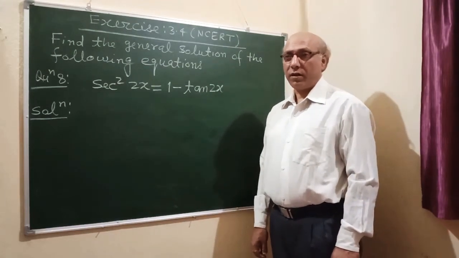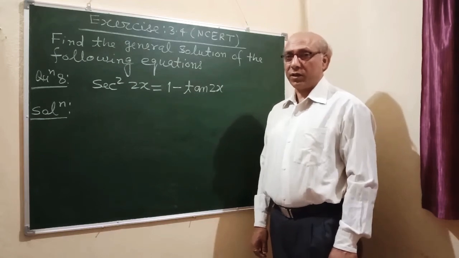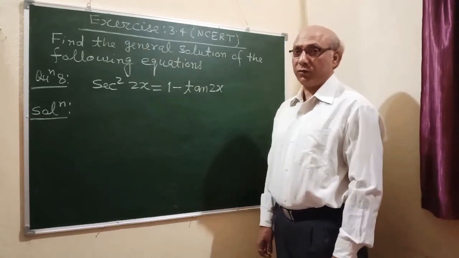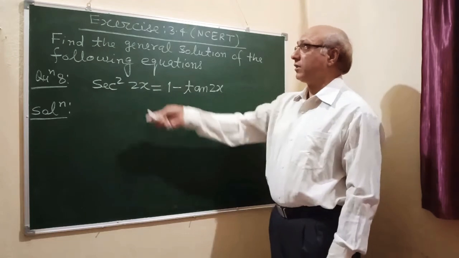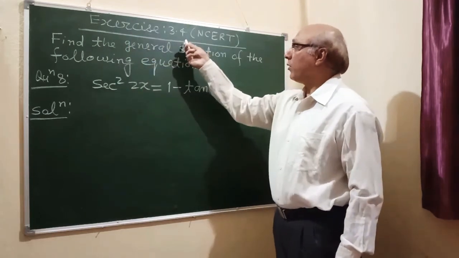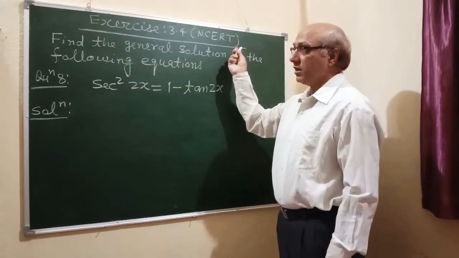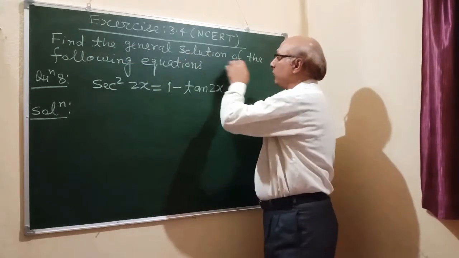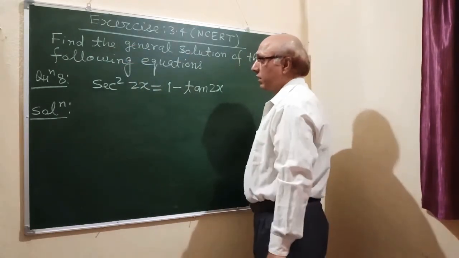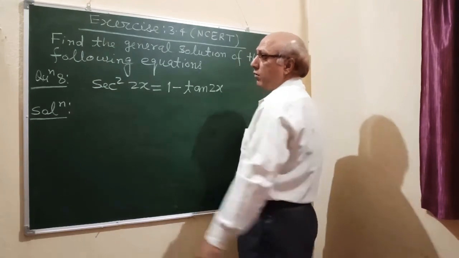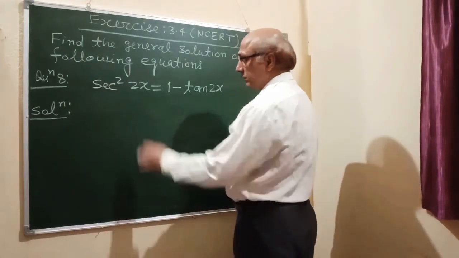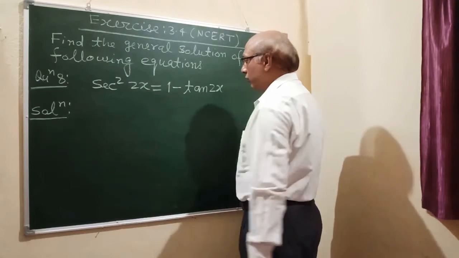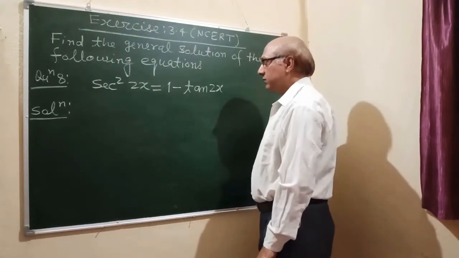Today I am going to discuss the solutions of the questions of exercise 3.4 from NCERT. Find the general solution of the following equations. Question number 8: sec square 2x equal to 1 minus tan 2x.